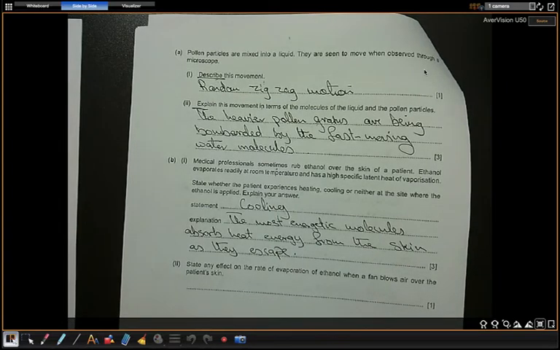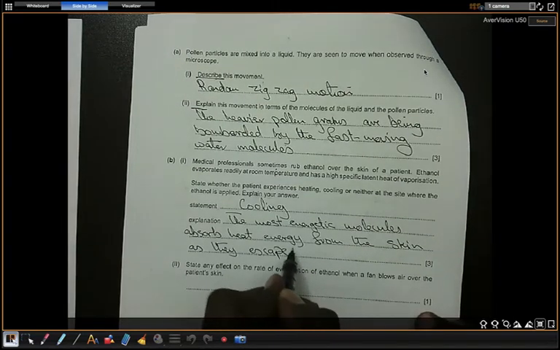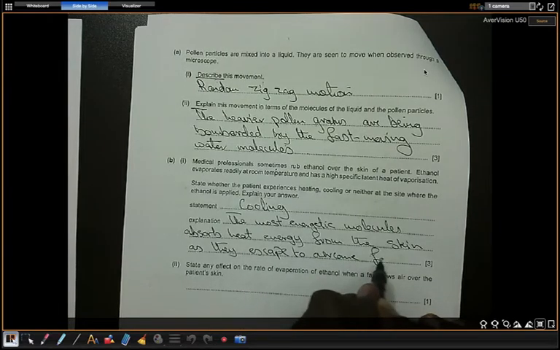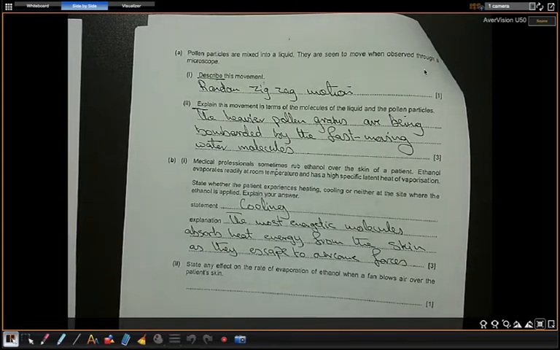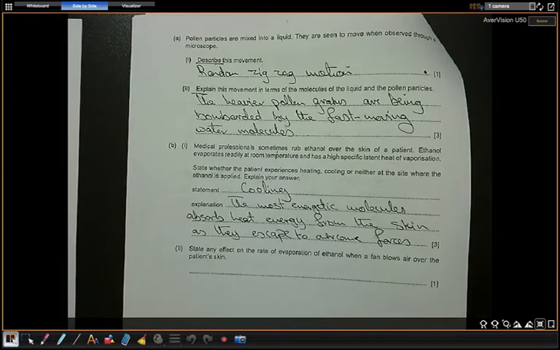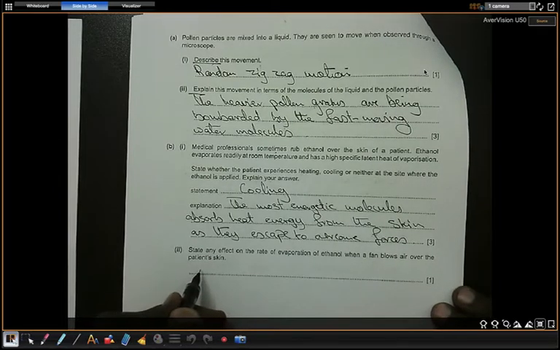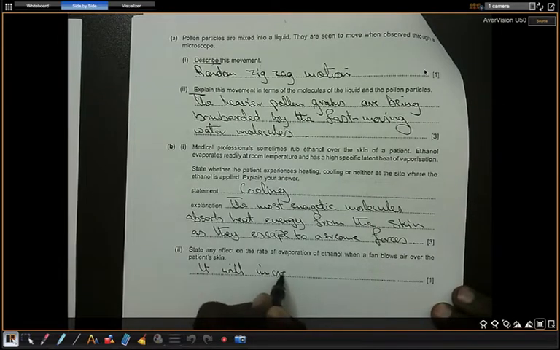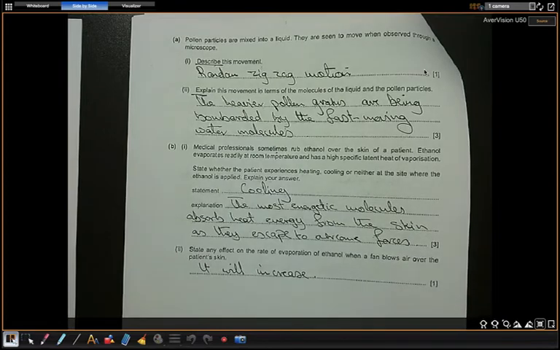All right. Now to escape, and you can say, to overcome the forces of attraction do not exceed the spaces given. Sorry, people, my handwriting is just, I'll make it better. State any effect on the rate of evaporation of ethanol when a fan blows air over the patient's skin. It will increase. That's it. You don't need to say anything else. The rate of evaporation will increase.